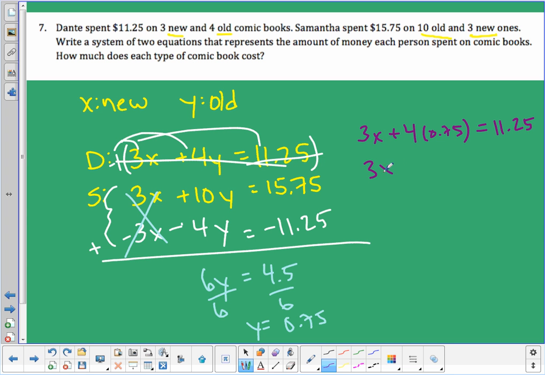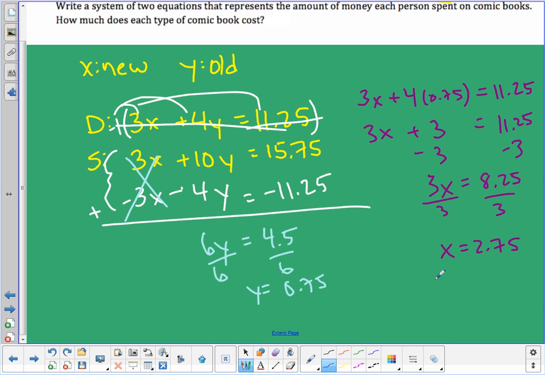That's 3x plus 3, 4 times 75 cents is 3, is equal to 1125. Subtract your 3. You have 3x is equal to 825, and divide by 3. X is equal to 275. So if I were to write this out as a solution, I know that the new comic books are $2.75. Don't forget your dollar sign. And the old comic books are 75 cents. And there you have it.